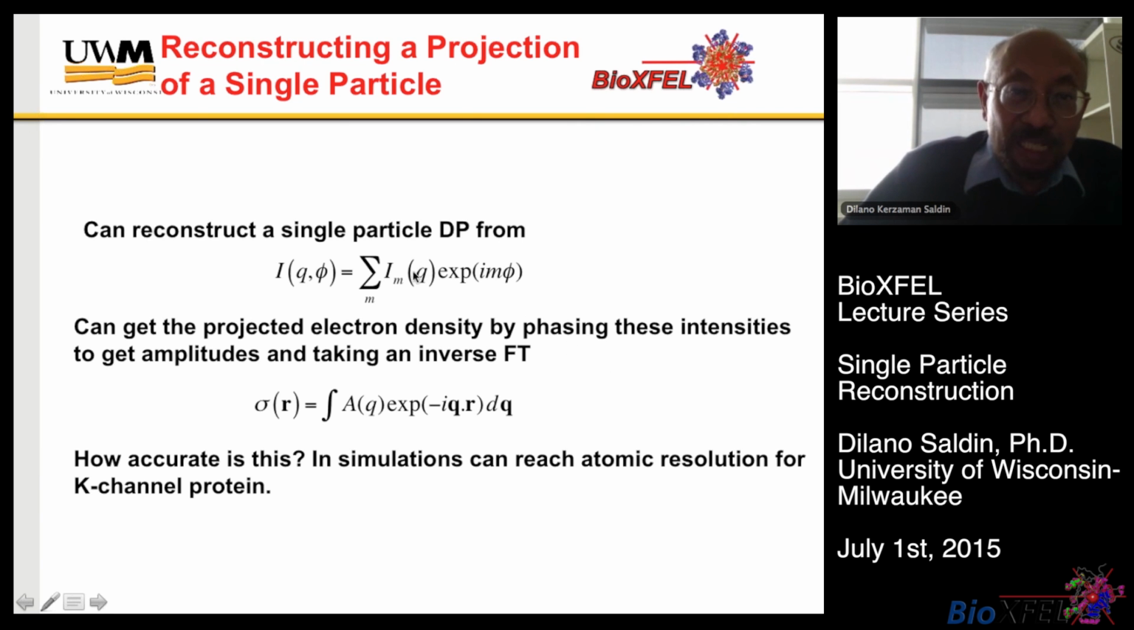Now, having obtained these IM of Q coefficients, it is possible to reconstruct a single particle diffraction pattern by just doing this sum, because that's the definition of the IM quantities. These refer to a single particle diffraction pattern. So by this procedure, we have found the coefficients IM, Q, and therefore we can construct a single particle diffraction pattern. And we can get a projected electron density by phasing these intensities and by taking an inverse Fourier transform.